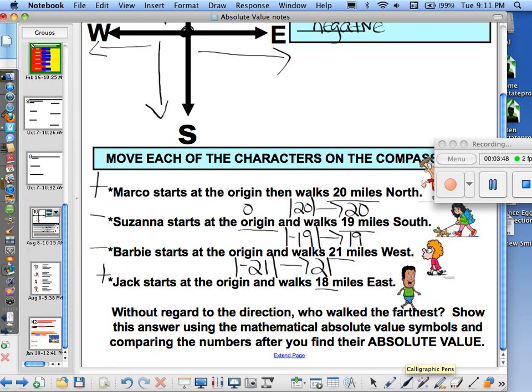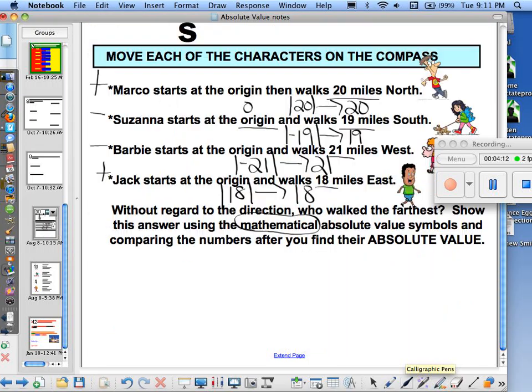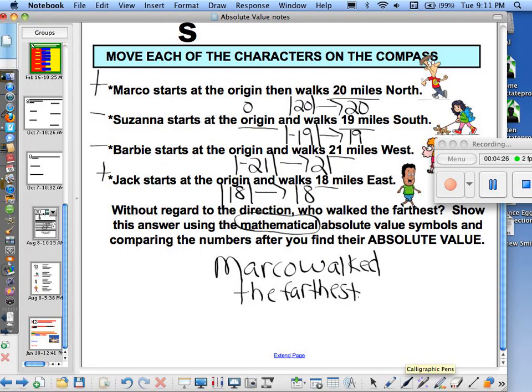Okay, so Jack's was positive 18 anyways for the direction, but his distance is positive. So we showed our work mathematically, which is what it asked us to do. And now our answer, though, is still Marco. He still walked the farthest. So if there are no questions, you can go ahead and move on, and if not, you need to pause it and revisit this page.